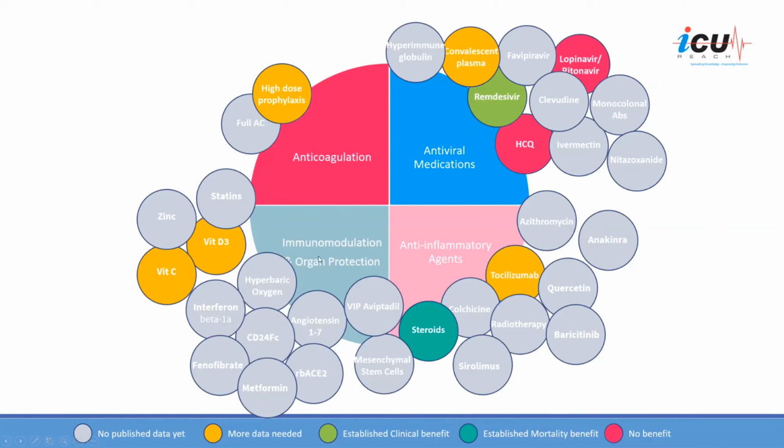And then you can see here the immunomodulation, mainly what we're looking at, hopefully we get the results very soon: the interferon beta-1a, fenofibrate, metformin, hyperbaric oxygen, the angiotensin 1-7, and then of course don't forget the statins that may have a role as they have properties for immunomodulation, a little bit of anticoagulation and anti-inflammatory properties.